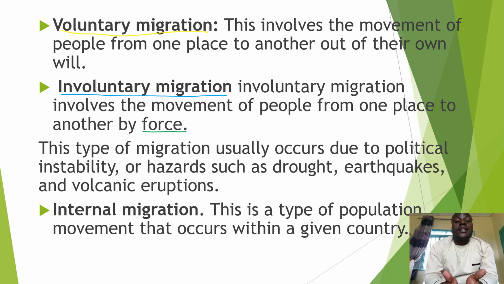For example, in case of earthquakes, in case of drought, in case of famine, in case of political instabilities, even the government policy can force people to migrate from risky areas to areas which are safer. For example, these days, the government of Rwanda is forcing people to migrate from areas affected by floods, wetlands, to safer areas.